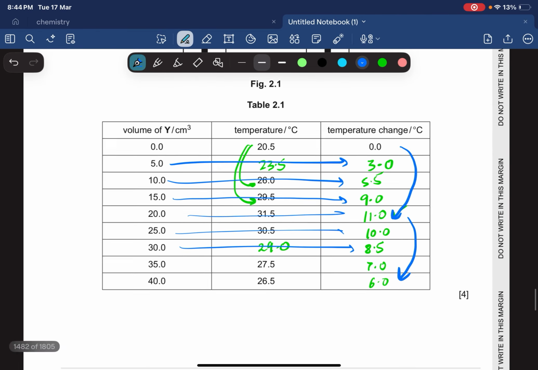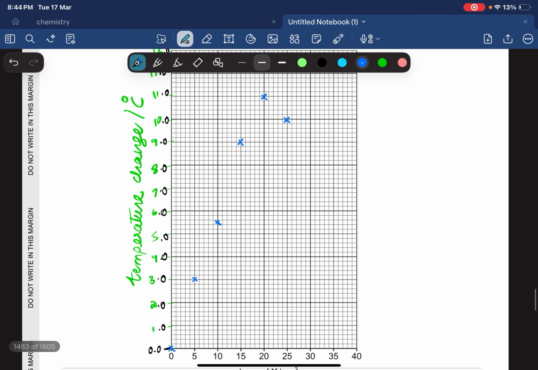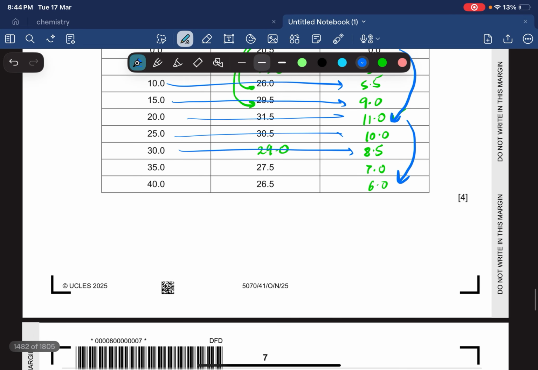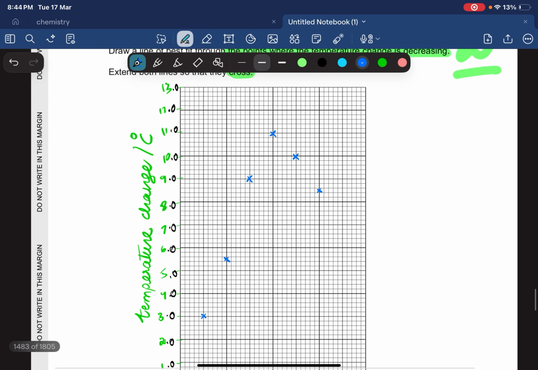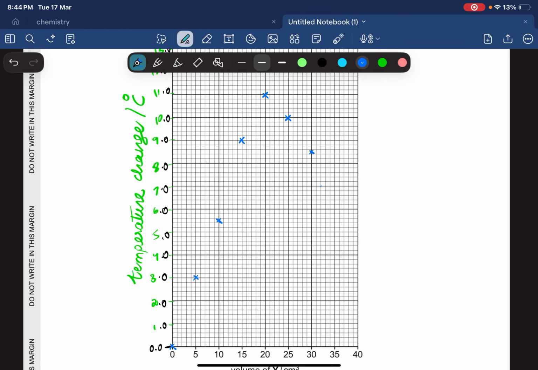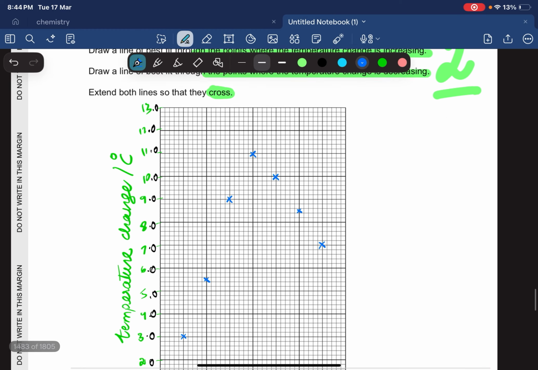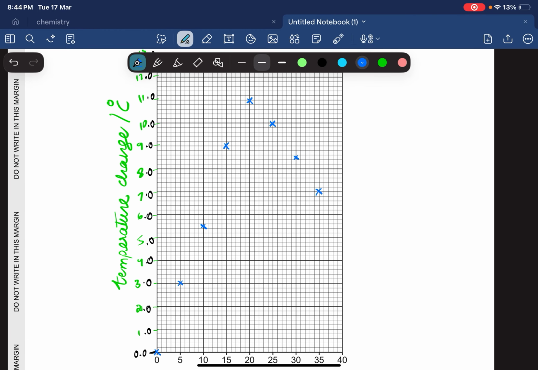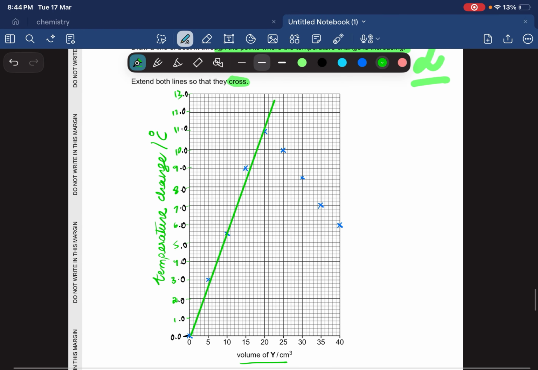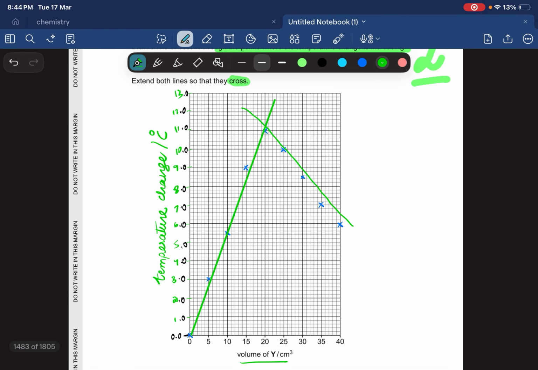At 30 it's 8, and then exactly in between, 8.5. At 35 it's 7. At 40 it's 6.0. Okay, done. I have to draw two lines of best fit. So one is going to be for my increasing graph, which is going to be something like this, and then the other is going to be for my decreasing graph.